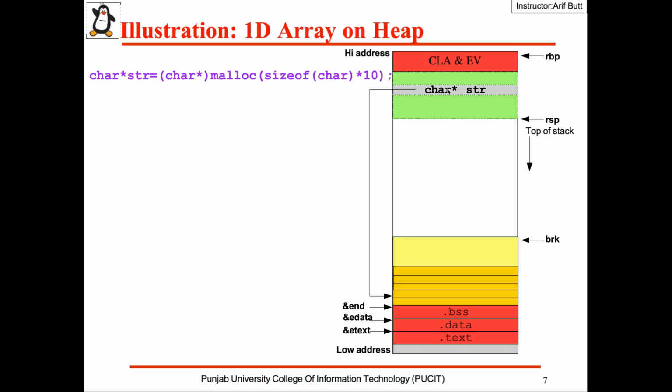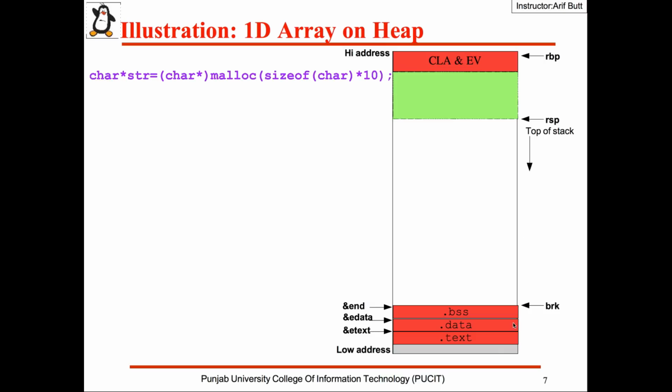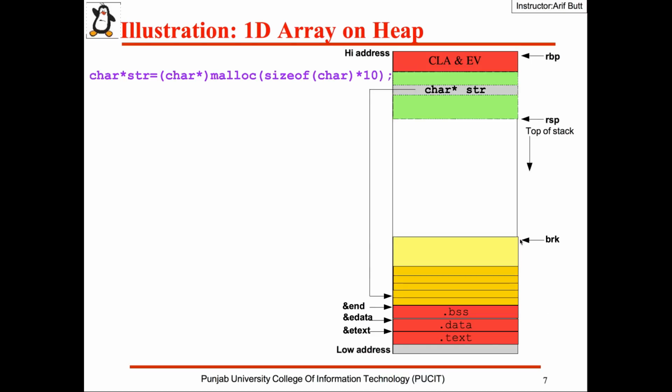You can see str has been created on the stack and it is pointing to the unnamed memory on the heap, and the brk has moved up. Let me do it again. You can see how memory will be allocated over here and the brk will move up. So this is how the address space will look after successful execution of this line of code. Another point to note is that brk has not moved up just 10 bytes, rather it has moved up to some multiple of the system page size.